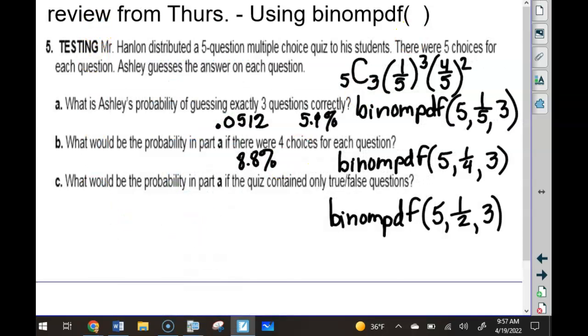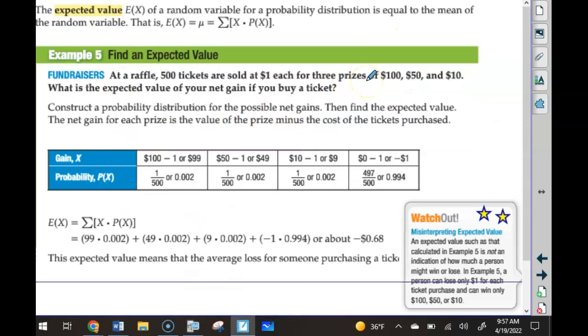Okay, moving on to the new stuff for today, which is expected value. Do you have this example, guys? No? Okay, so I need you to follow real close and pay attention, because this is the kind of question that's on the quiz. It's about a raffle ticket. It says, at a raffle, 500 tickets were sold. We are going to do some examples that are in your notes. At $1 each, where the 3 prizes are $100, $50, and $10.